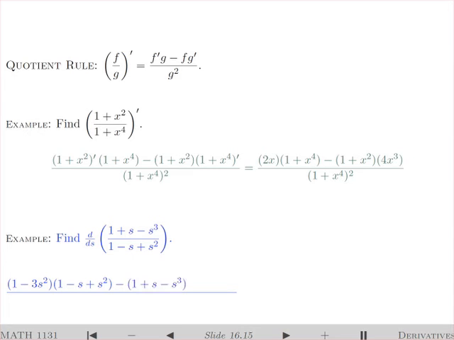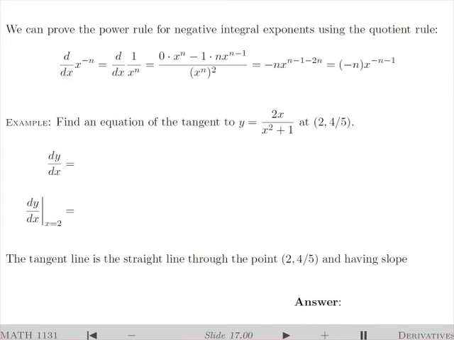then minus the original numerator, 1 plus s minus s cubed, times the derivative of the original denominator, 1 minus s plus s squared. The derivative is 0 minus 1 plus 2s. The whole thing over the square of the original denominator, that's (1 minus s plus s squared) squared. So again, this is the unsimplified derivative. We can prove the power rule for negative integral exponents using the quotient rule rather than more directly.